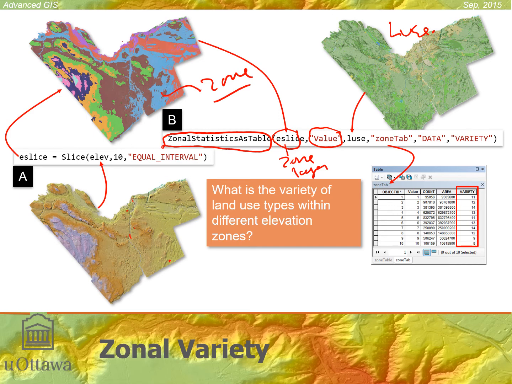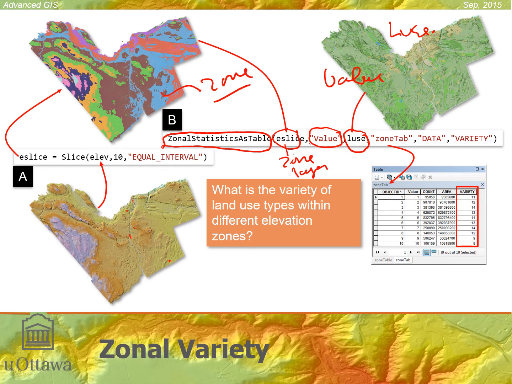Then I state what my... what do we call that? We have our zone layer and our value layer. Sorry, yeah, so that's also the value. Just drew a blank there for a second. So we have the input zone, and we use the value field. That's going to be the mostly common one used, by the way. And then land use is the value.